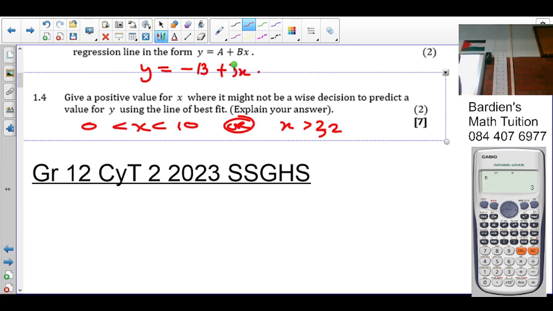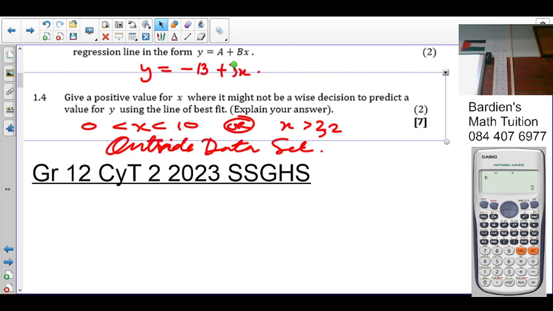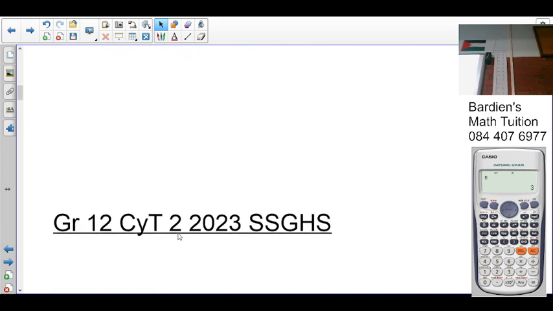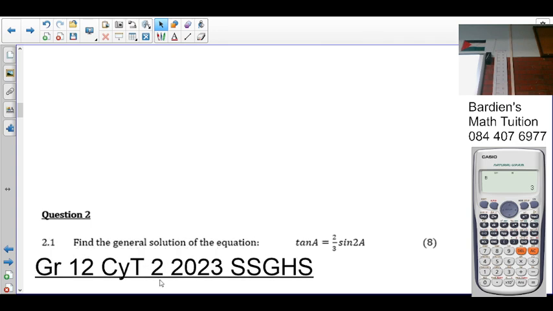Why? Because it's outside your data range, or your data's domain. Can you see that, people? So it's outside the data set, outside the data's domain or range. People, that's how you get 7 marks. Some of you didn't get 7. That's how you get 7.